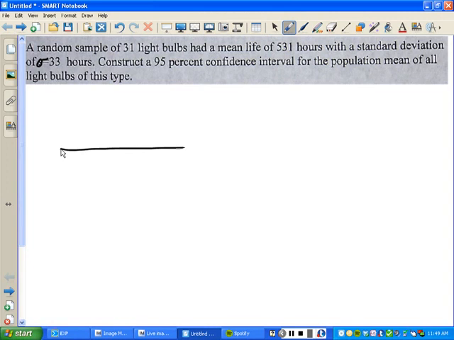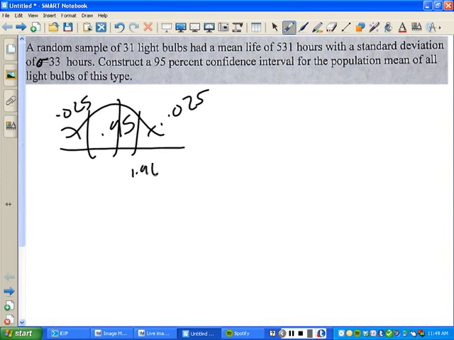So the first thing you want to do is draw a picture. When you draw a picture, this area on the inside is 0.95. The area on the outside is 0.025. When you look up 0.025 on the chart, you get 1.96. This is negative 1.96. Do we agree? We agree.